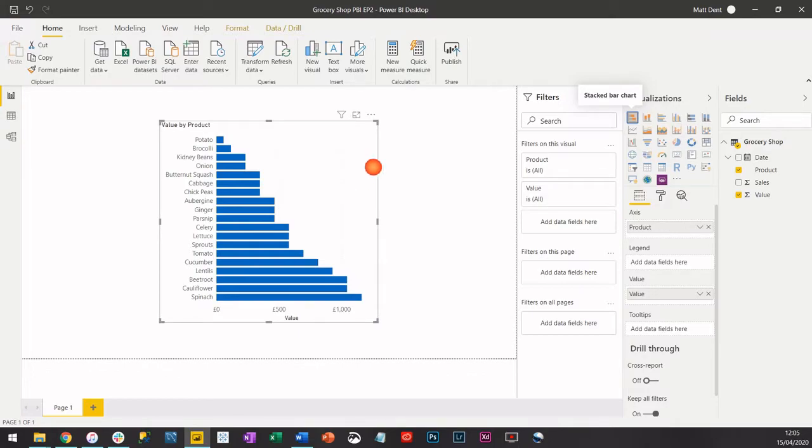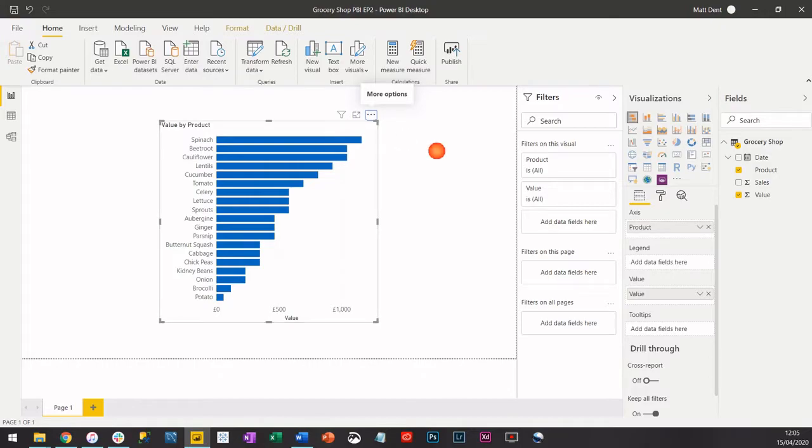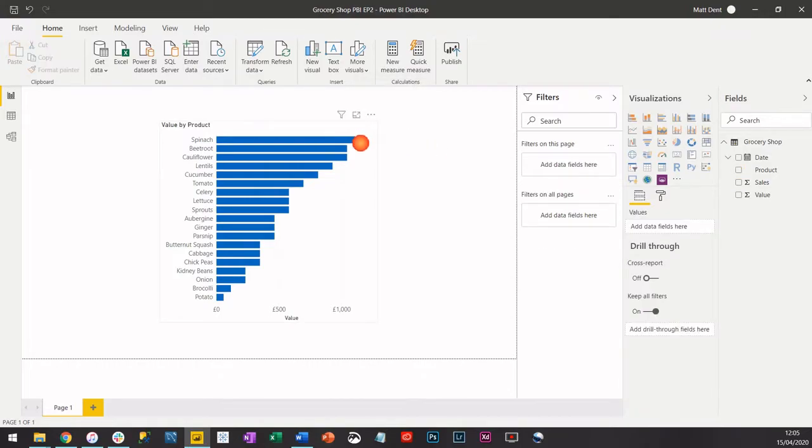Last week we also touched on sorting, so we did that by clicking on the 3 dots up here and sorting by whatever it was, whether it's by the product or by value. But let's do it by descending so that we have our highest earners at the top, so our spinach and our beetroot, going all the way down to broccoli and potato at the bottom.